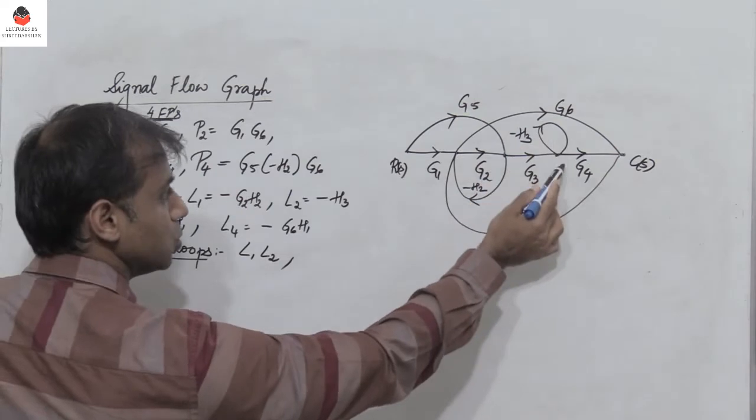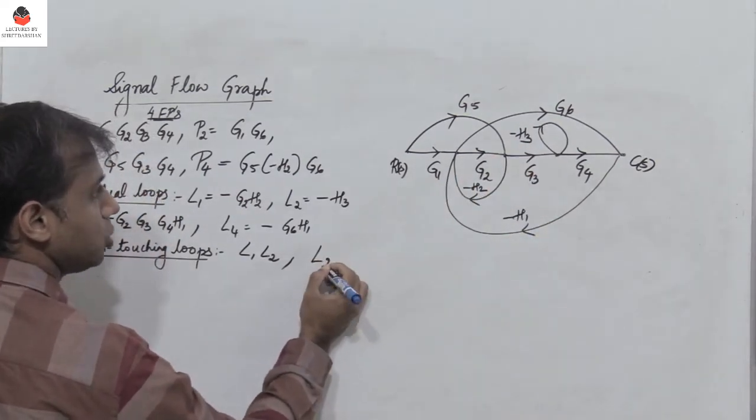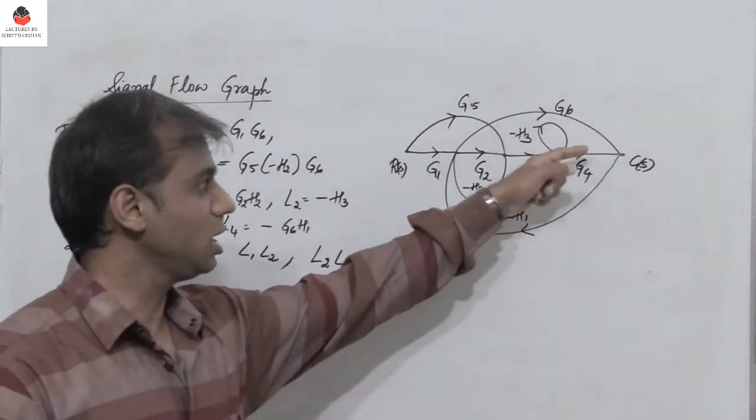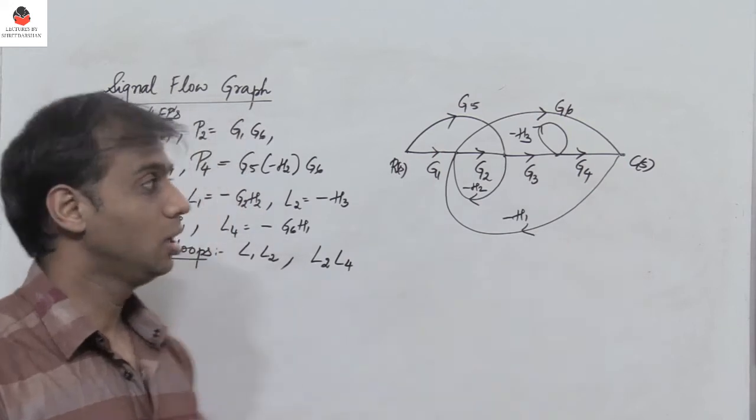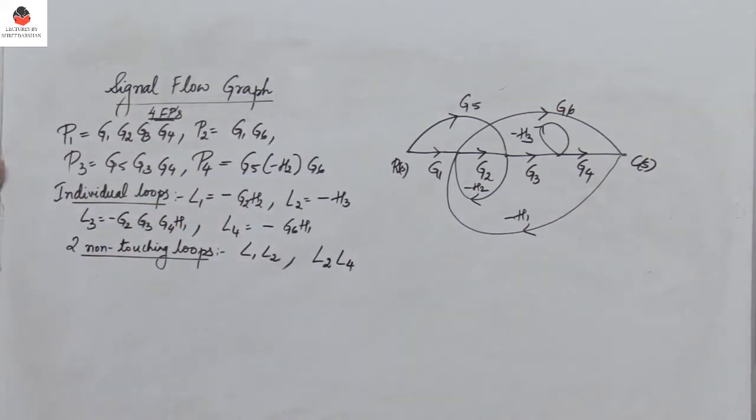So this is L2 and L4. So I have L2 into L4. L2 is minus H3 and this is L4. These two are non-touching loops, whereas all the other loops have a common node, right?